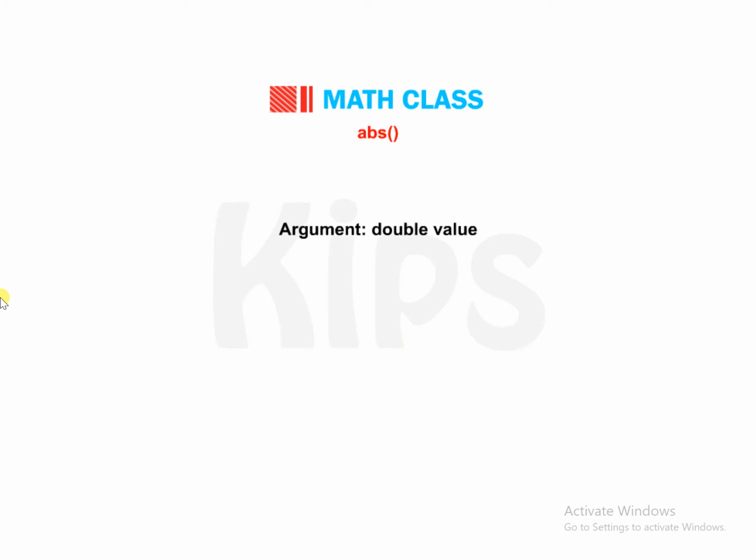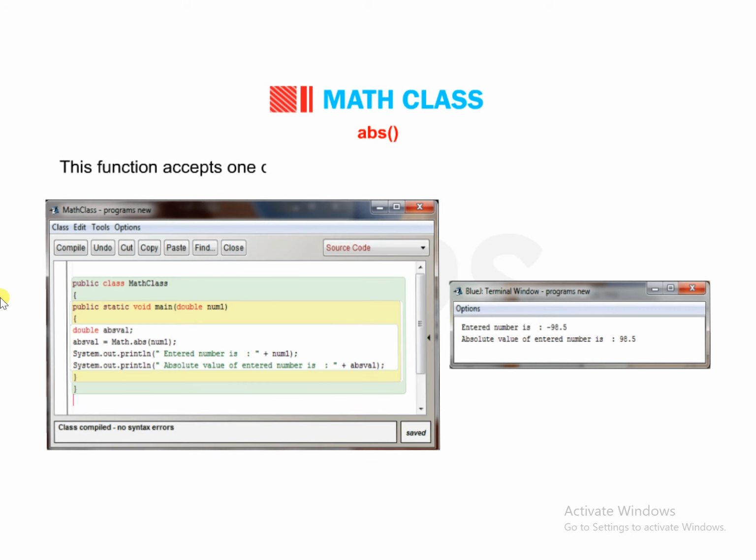abs. Argument: double value. Return type: double. This function accepts one double value as argument and returns its absolute value. If the number is positive, it is returned as it is. If it is negative, then the positive number is returned.